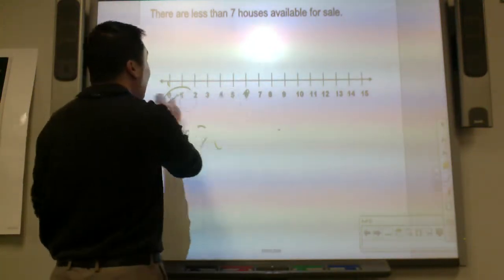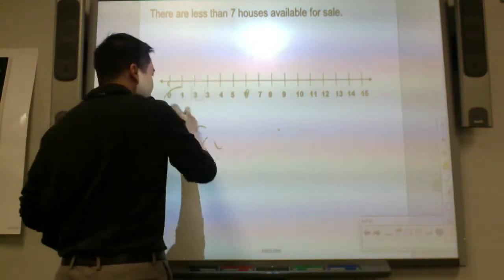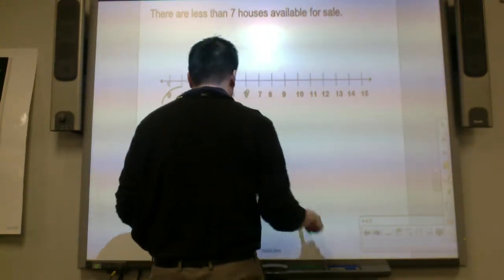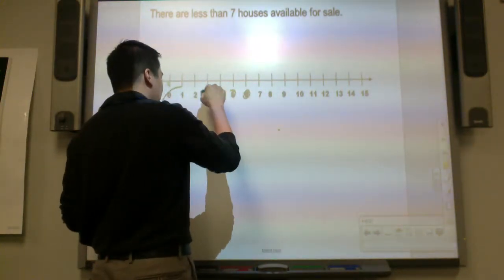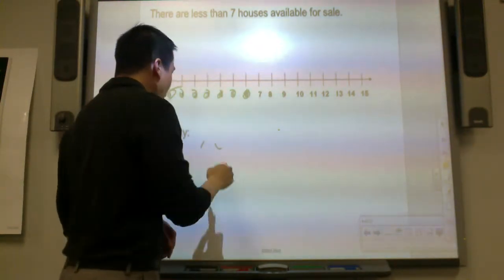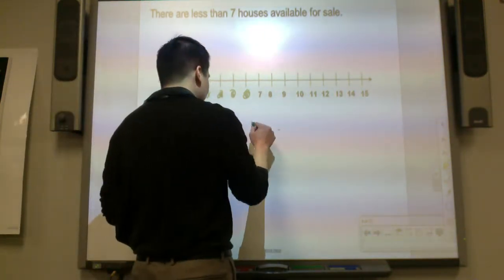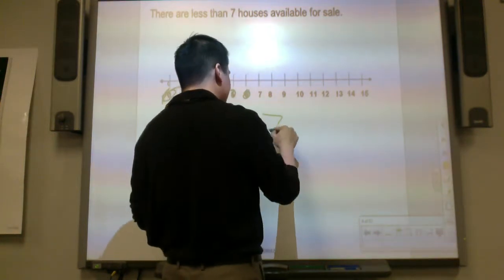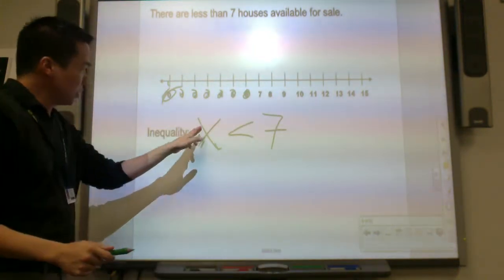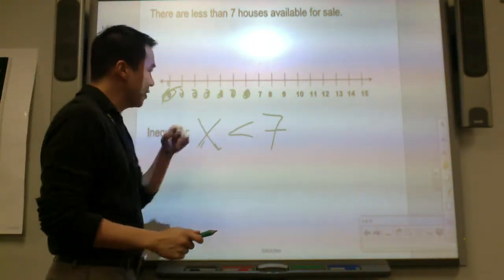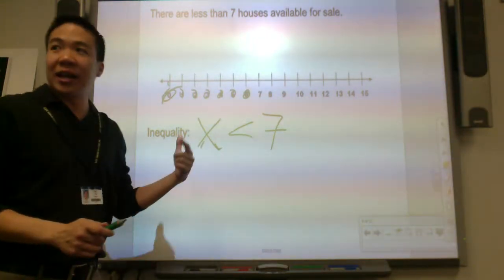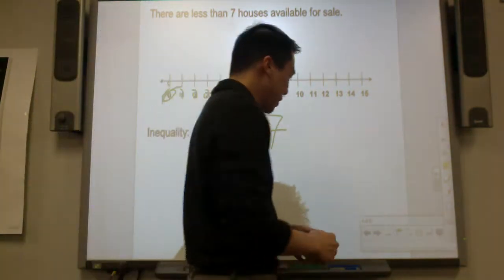There are less than 7 houses available for sale. So there are 6 houses available, 5, 4, 3, 2, 1, 0. All these numbers are less than 7. So x is less than 7. Is 6 less than 7? Yes. 5 less than 7. That's why I like to check my work to make sure it makes sense.